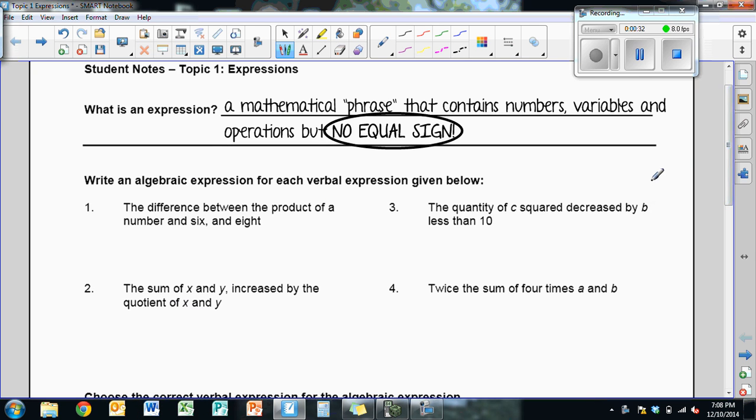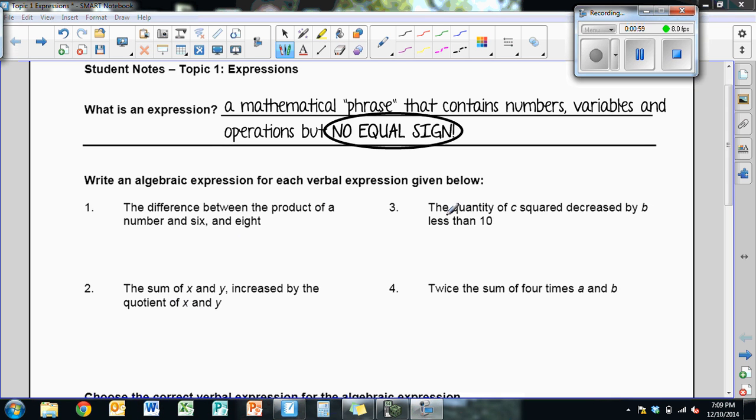All right, so on the next few problems, our directions read, write an algebraic expression for each verbal expression given below. In other words, they're giving us the words and we need to write numbers and symbols to show what those words mean algebraically. Number one, the difference between the product of a number and 6 and 8.